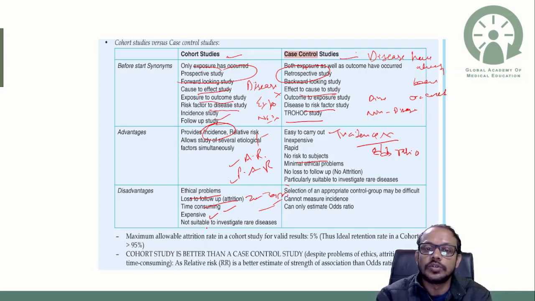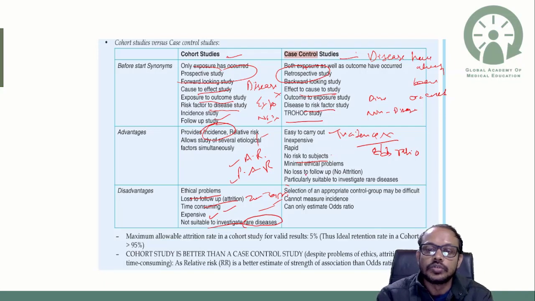So it is not suitable for rare diseases. With a rare disease there may not be any symptom, any cases should not be there. You have followed the group for 10 years and there is not a single case, so your study of 10 years will be wasted. Here a case control study can be used for rare diseases.